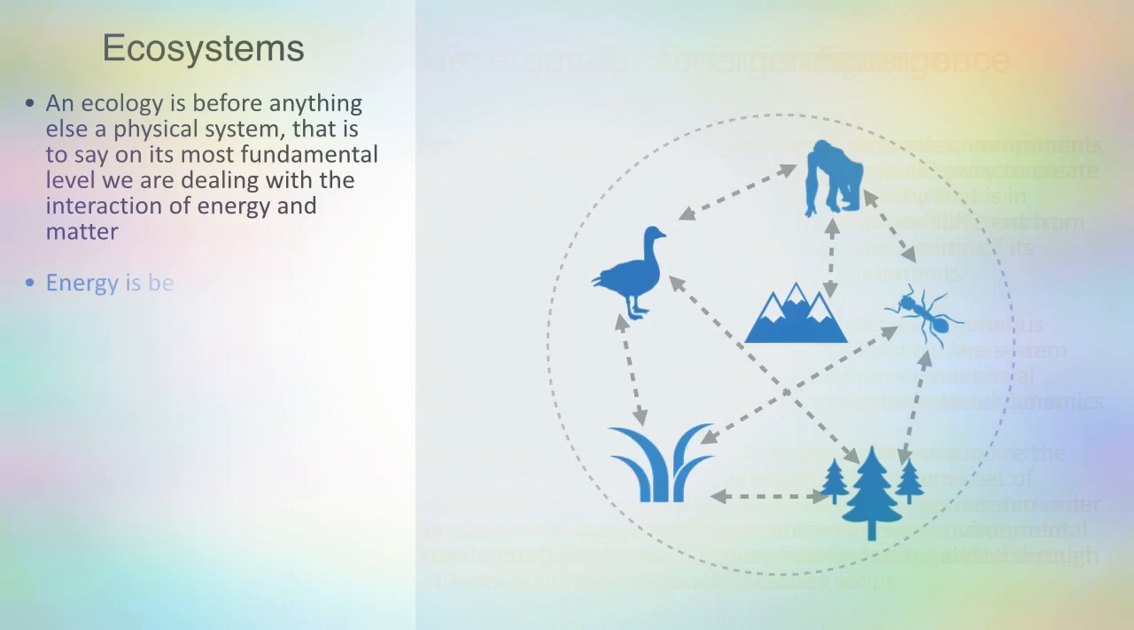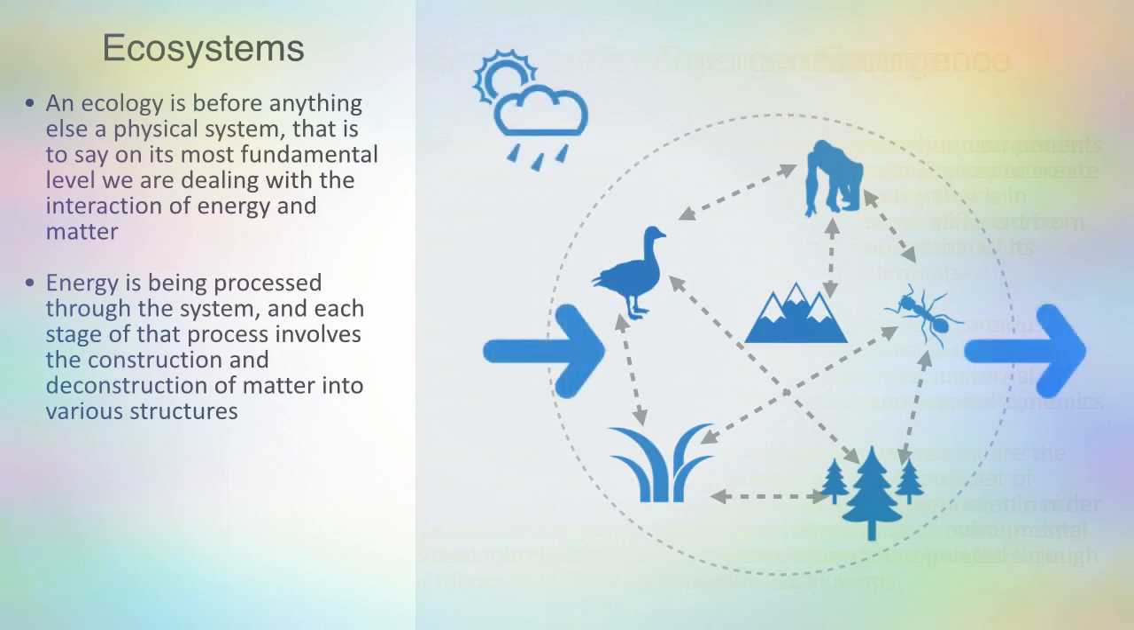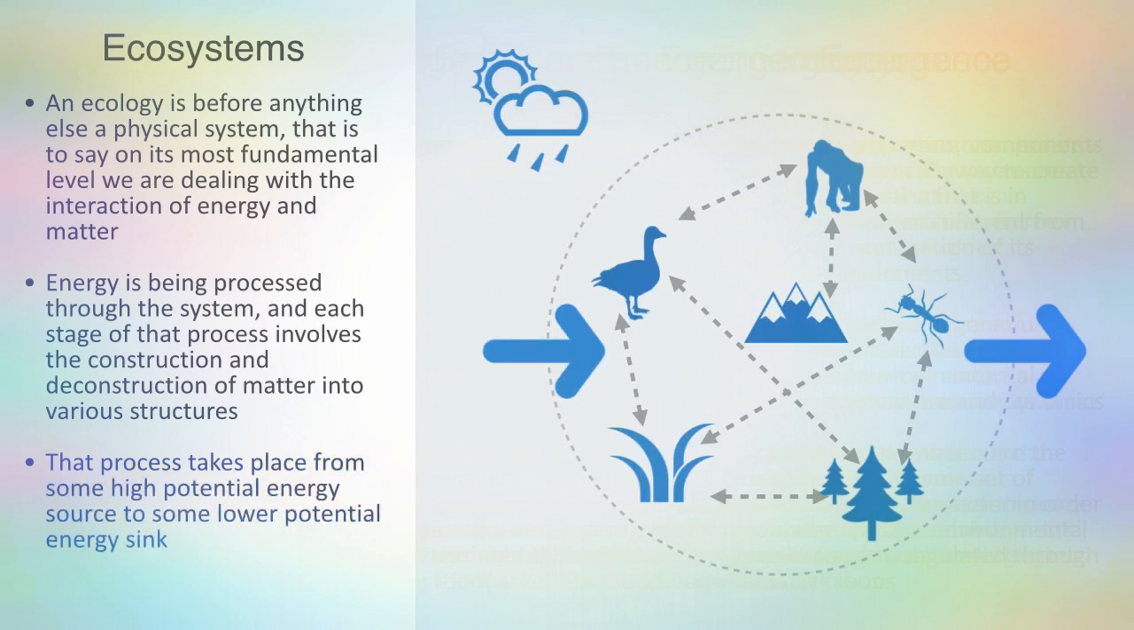Energy is being processed through the system, and each stage of that process involves the construction and deconstruction of matter into various structures as the resources are processed across some potential energy gradient. Energy is being inputted to the system via the sun, geothermal energy or gravity, and these are driving some process within Earth's systems. That process takes place from some high potential energy source to some low potential energy sink.